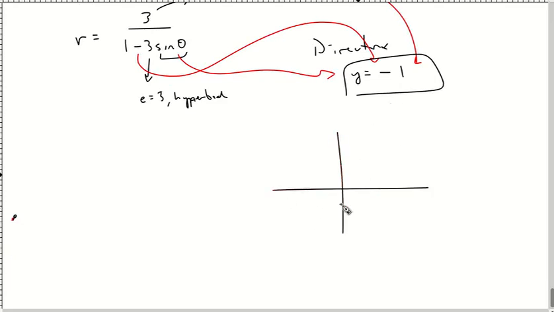It's a hyperbola with the directrix y equals -1. So there's your directrix. Focus is always at the pole. So somewhere in there, we got a hyperbola going on, and then we'll have, of course, the other side right there.